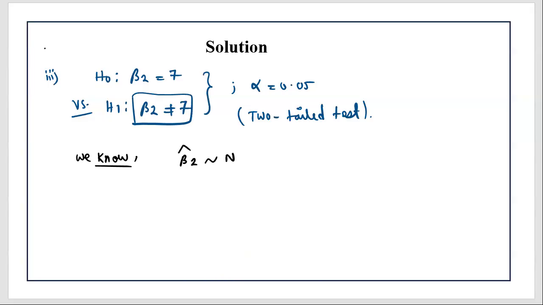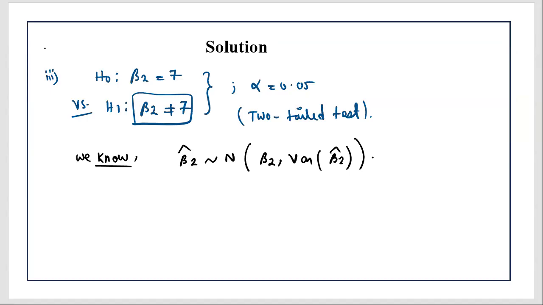If you remember, beta 2 cap follows a normal distribution which satisfies the BLUE property. That is why the mean is this and the variance will be simply this, right? In hypothesis testing, we always assume the estimates follow a normal distribution for simplicity. It's not really an assumption, it's just easy to work with. And for a large sample, all sampling distributions move towards the normal distribution by the central limit theorem. That is why you can also assume this is following a normal distribution.